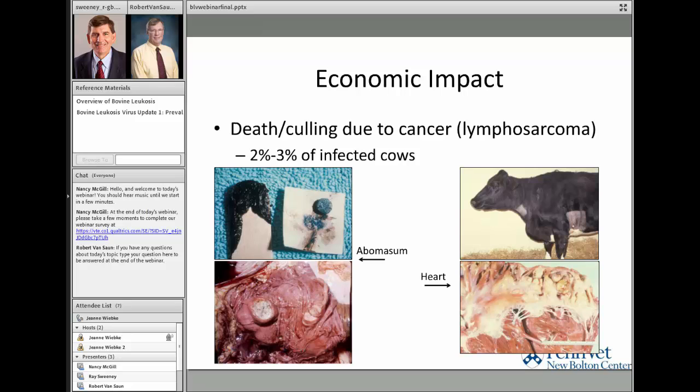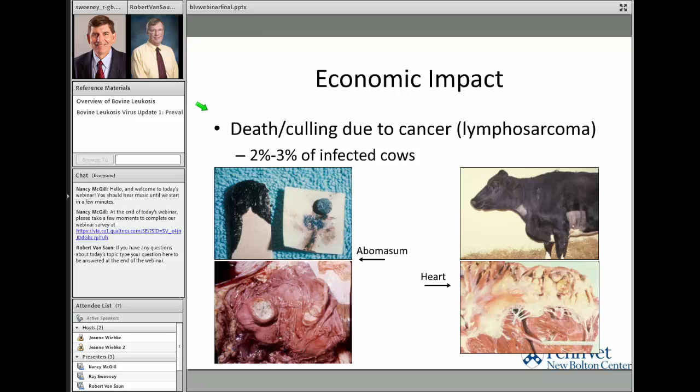So let's talk about the impact then in, say, a commercial dairy herd that's not trying to sell replacements overseas. The economic impact will be associated with losing a cow or two every year from lymphosarcoma. Compared to other diseases like mastitis and metritis and lameness and Johne's disease, the economic impact in your average commercial herd is probably not nearly as high.